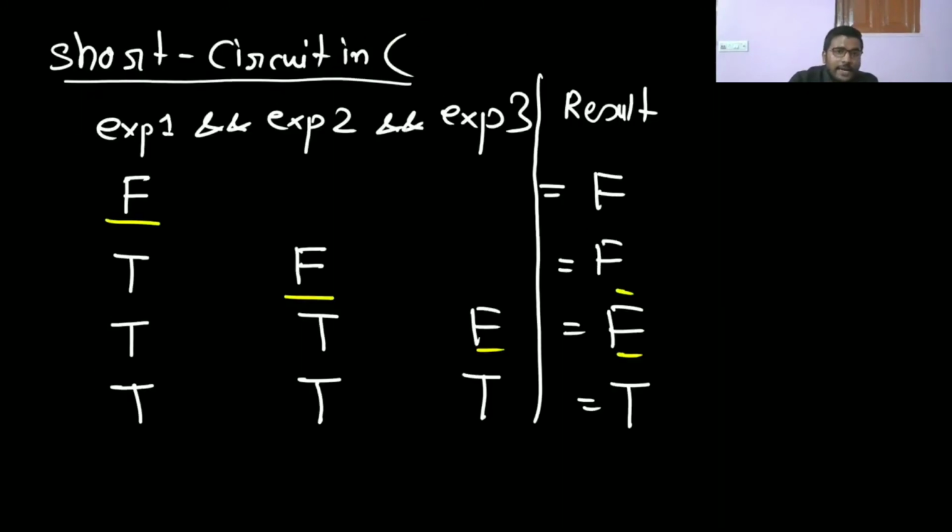If you have a logical AND, and if it is true, then execute the next. Then again, if it is true, execute the next. So we have only two expressions. That's why we executed only two expressions and we got true.